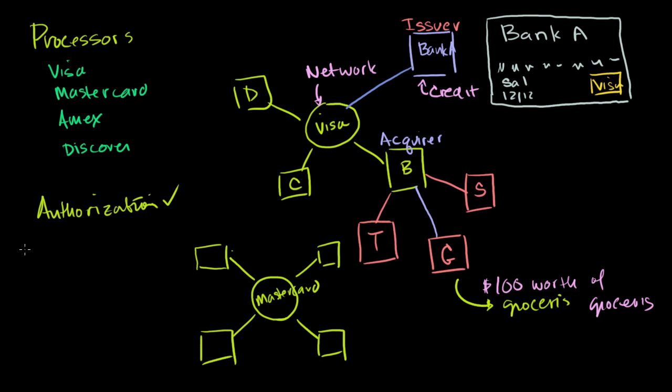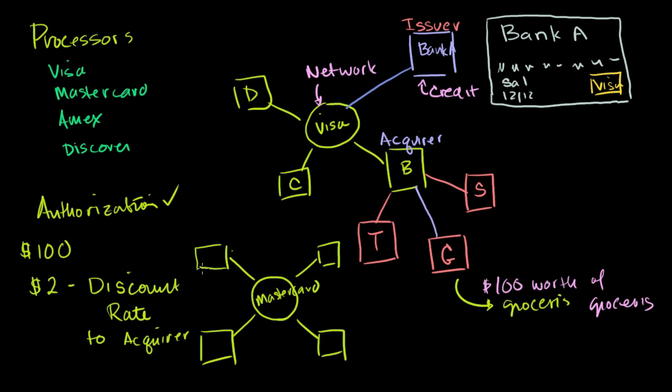So of that $100 that this guy, I guess, could have gotten for his groceries, he has to pay a 2%. He's got to pay a 2%, or in this case, $2. That's 2% of $100. He's got to pay a $2 discount rate to his acquiring bank, to the acquirer.